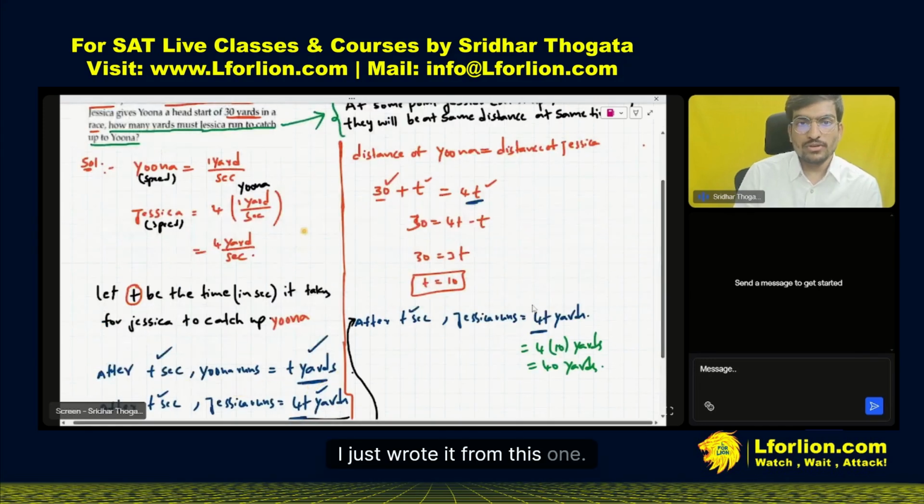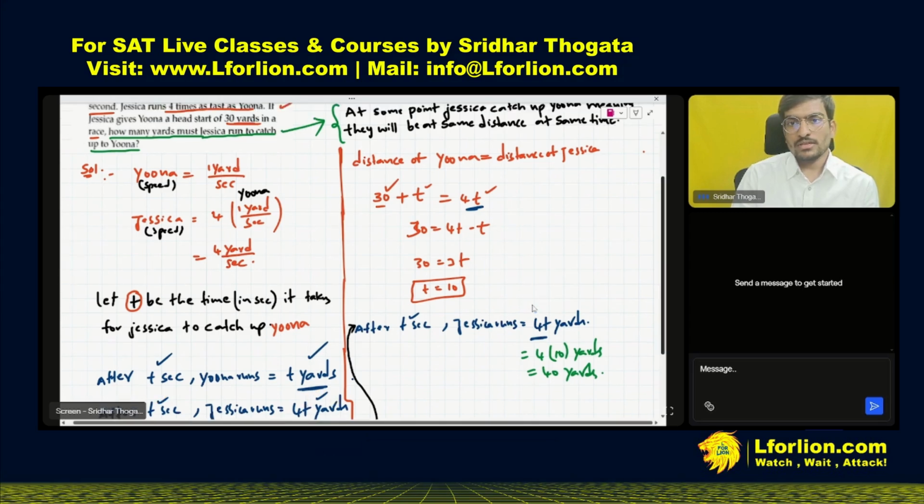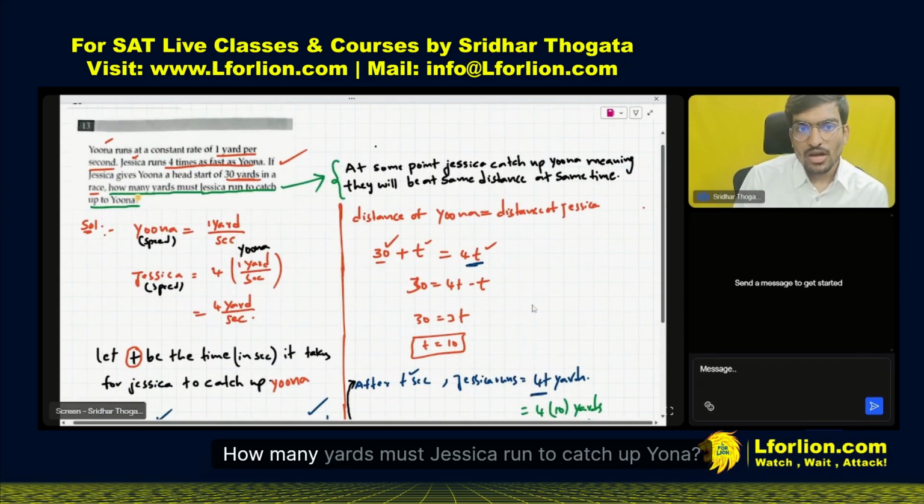I just wrote it from this one. After T seconds, for 1 second, 1 yard; for 1 second, 4 yards. That's what we know, so that's why I wrote this. If T is 1, then 1 second equals 1 yard for Yona. If T is 1 here, 1 second equals 4 into 1, 4 yards for Jessica. So that's what it is. Now, you can see the question: how many yards must Jessica run to catch up to Yona?